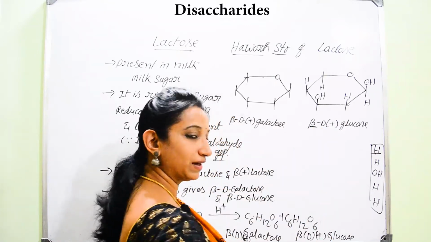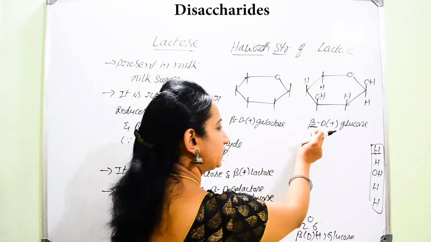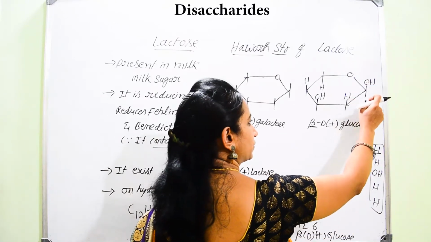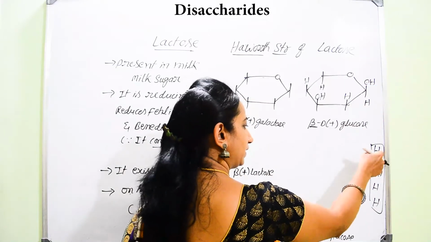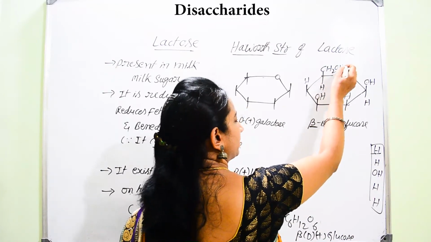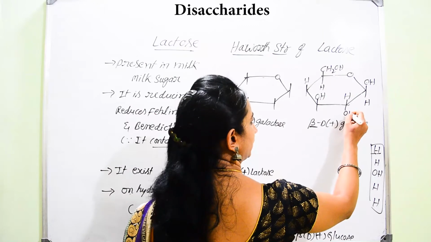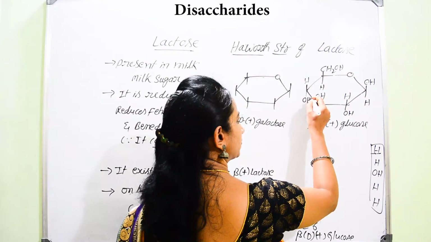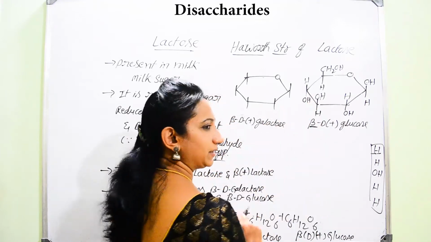Remember whether they have given alpha or beta. Since it is beta, you should change the position: the H should not lie above, it should lie below. Then the remaining will be the same. So at the terminal carbon, the primary alcoholic group, for H it is OH, for OH it is H, and here H, of course OH. Later it will be involved in the linkage.